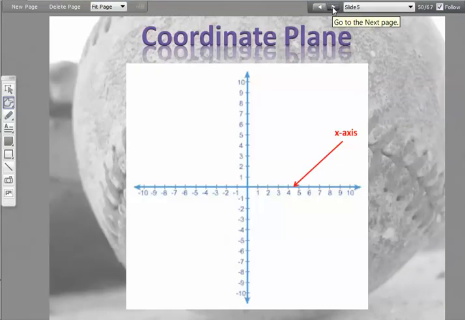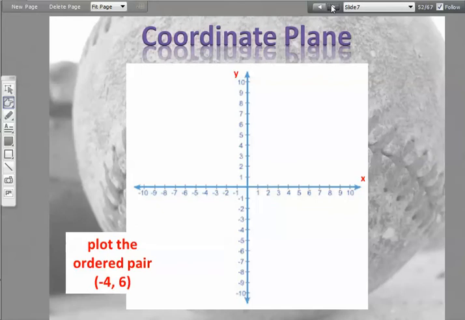Here we are with the coordinate plane, and I've drawn a neat little arrow showing you the x-axis. And remember those lessons where we were working on the number line? The x-axis is basically just a number line. Okay, that's all it is. And then there's the y-axis, which happens to be a number line that's going up and down instead of side to side.